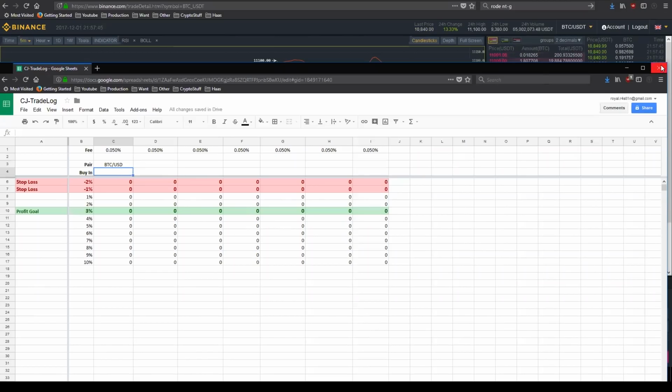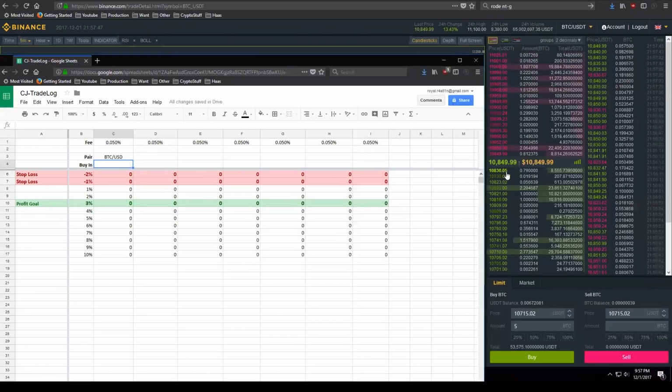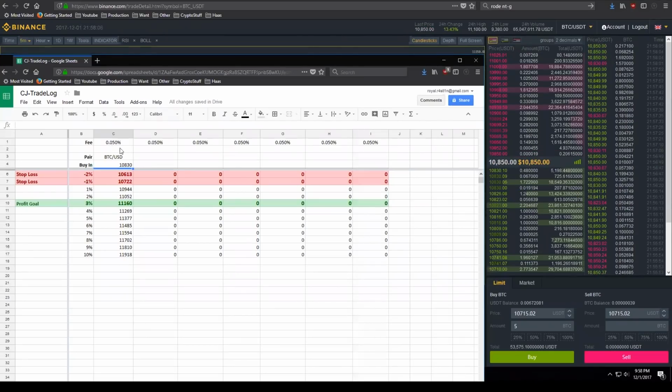Next, we would put our buy-in. Where would our buy-in be? Let's say we bought in at 10,830, the current price. Once we hit enter, look at that. All of the targets, all of the profit target percentages and our stop losses have been filled. So we know now that in order to get a 1% return on this trade, including taking our fees into consideration, we have to sell at 10,944. That is exactly 1% return with fees included. Our 2% is now 11,052.